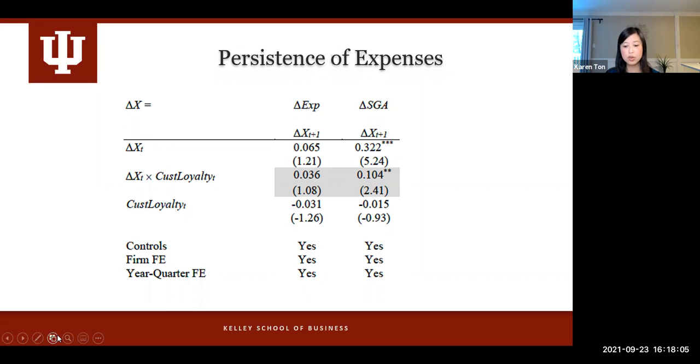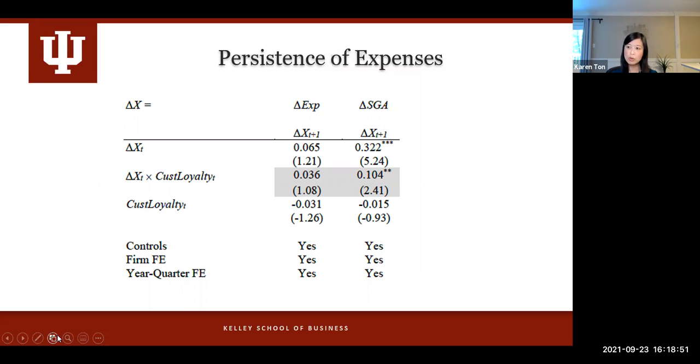To delve into what's driving this relationship, we next look at how it's related to expenses. Expenses are costs that the firm has to incur, right? So we look at total expenses, which also include the expenses incurred in producing the good and delivering the service. But we also focus just on selling, general, and administrative expenses, or SG&A. That includes your everyday operating expenses, but not the production and manufacturing costs.